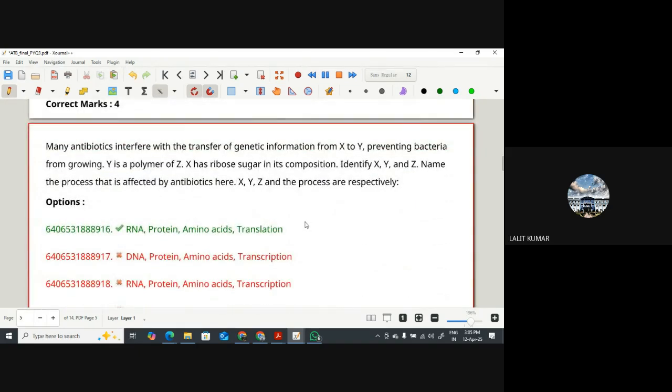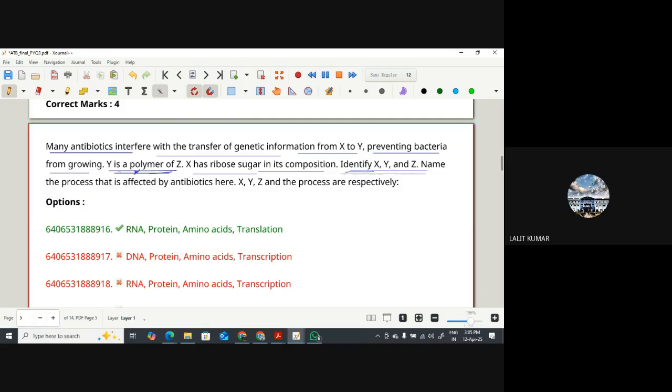Now we come to the next one here. So this is from week 1 and week 2. Many antibiotics interfere with the transfer of genetic information from X to Y, preventing bacteria from growing. Y is a polymer of Z. So this is a clue to us. X has a ribose sugar in its composition. Identify X, Y, and Z.